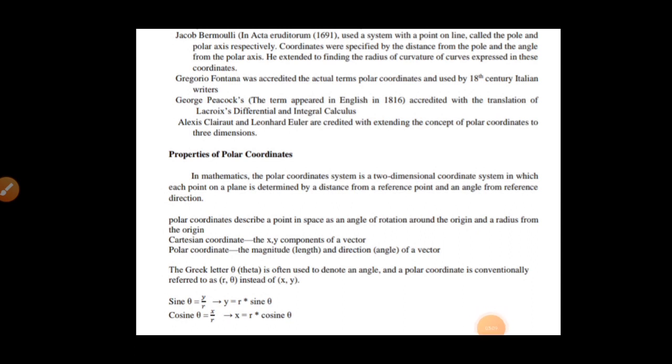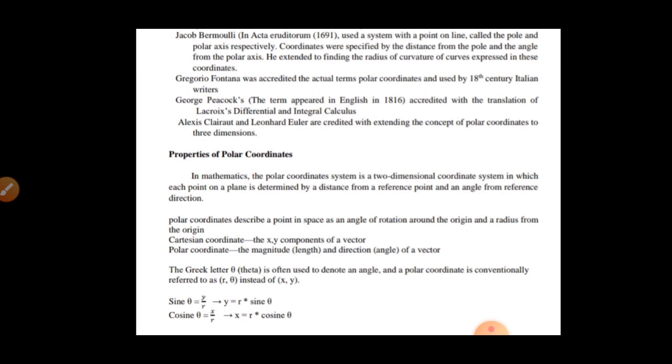Cartesian coordinates give the x and y components of a vector. Polar coordinates give the magnitude, length, and direction angle of a vector. The Greek letter theta is often used to denote an angle, and the polar coordinate is conventionally referred to as r, theta instead of x and y.